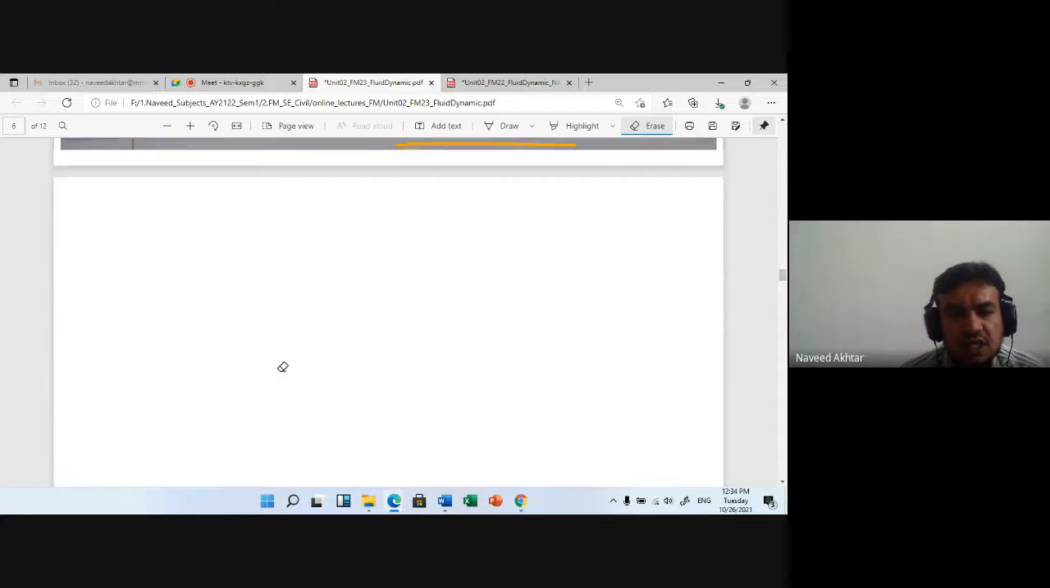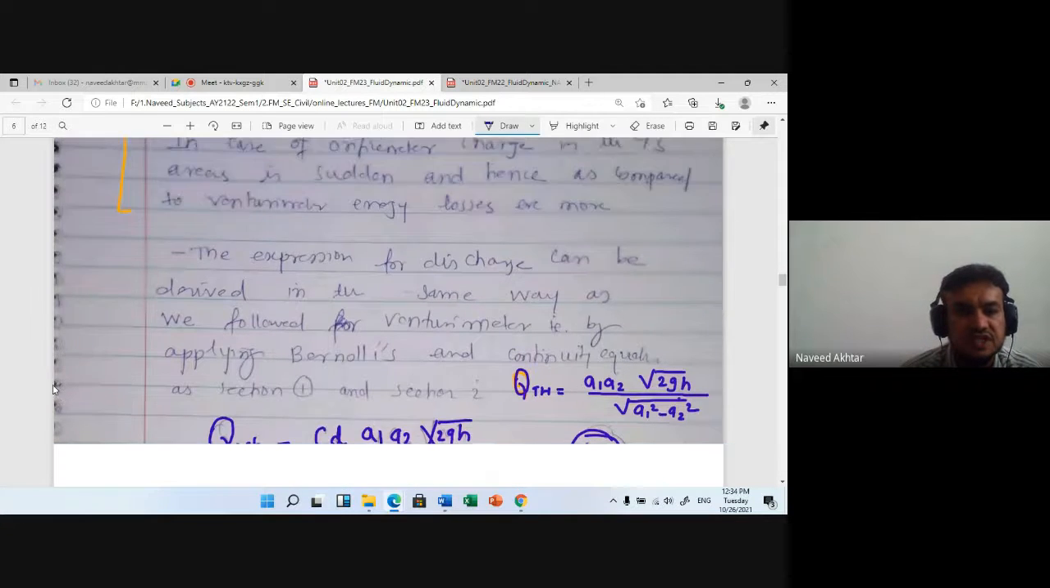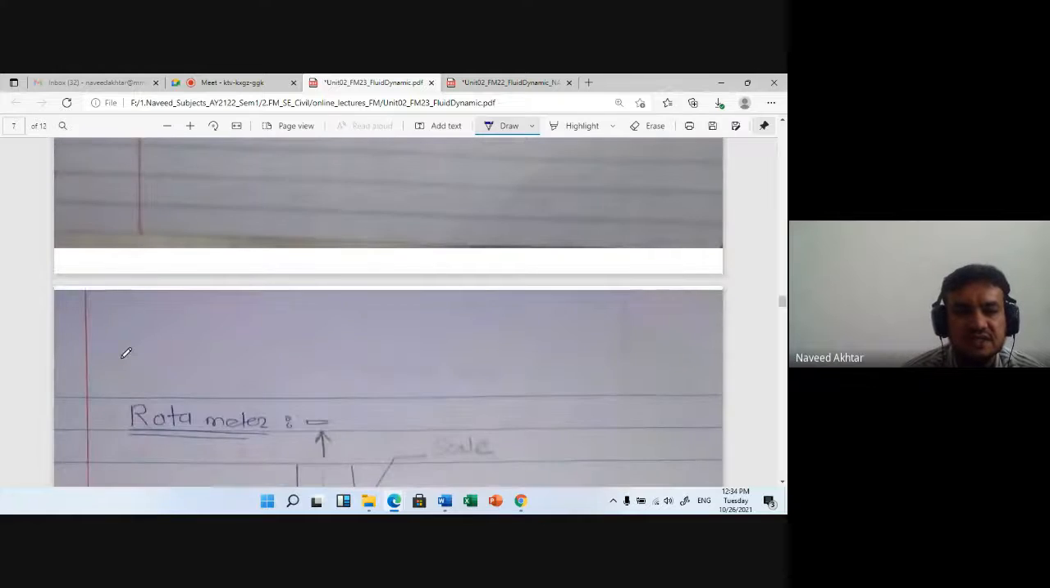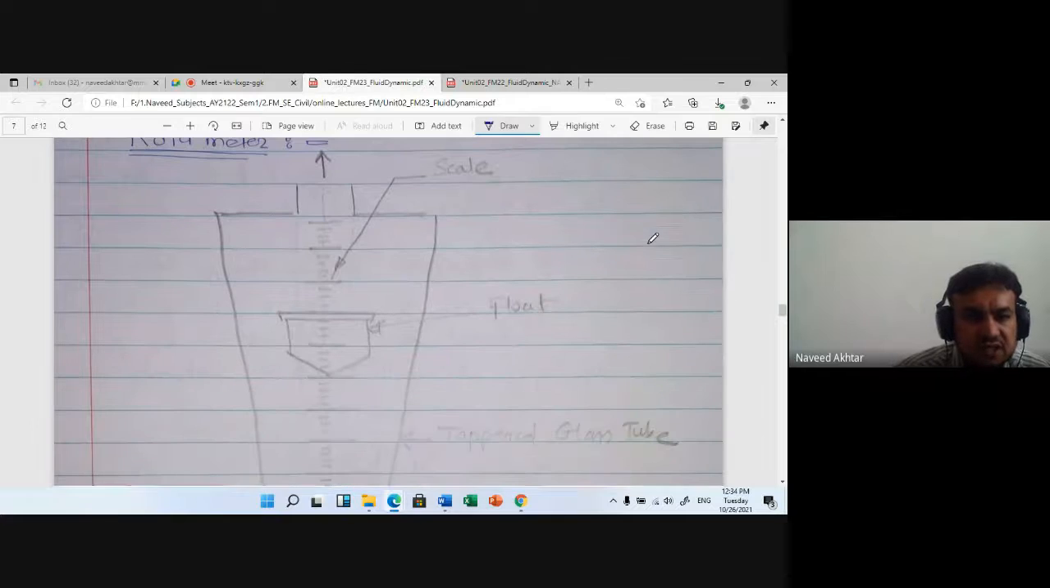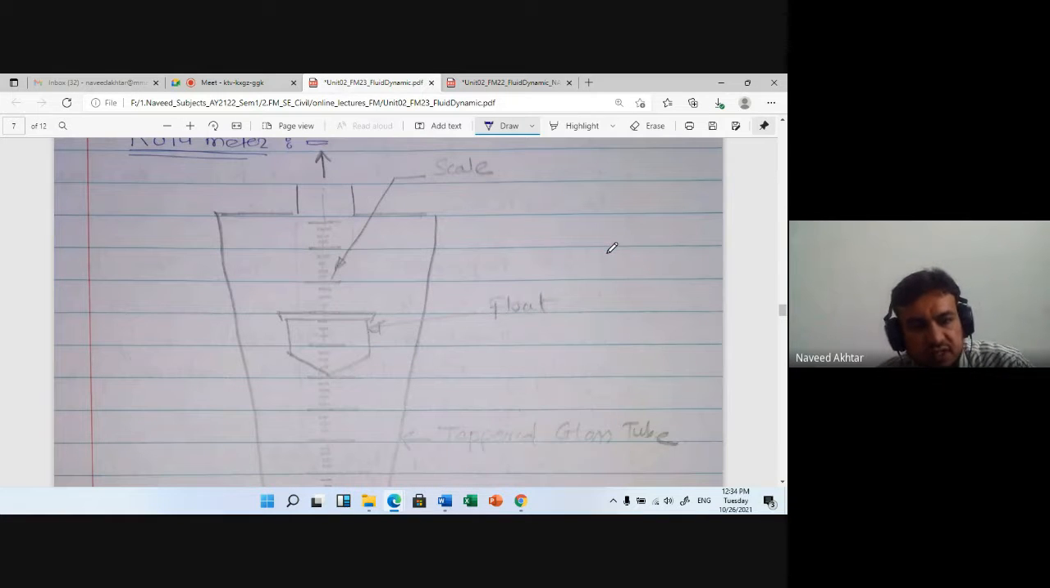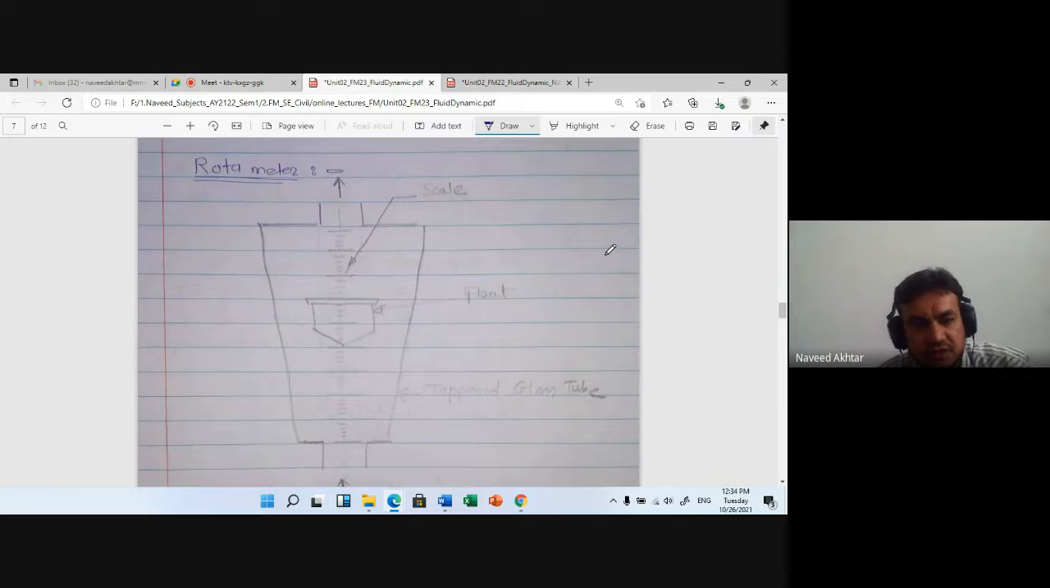Okay, up to this we have seen the flow measuring devices. Now we'll see the velocity measuring devices. The first one, which nowadays we are using, is called the rotameter. The rotameter consists of a transparent tube of variable area in which a sharp circular upper edge float is inserted.